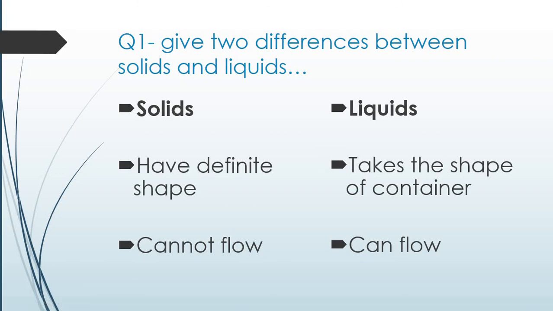Obviously, only then we call them solid, like your pencil, compass box, your water bottle, your mobile phone, your television screen, even your hands. These are all solids. These all things have the definite shape and size. Whereas liquids, they take the shape of the container.